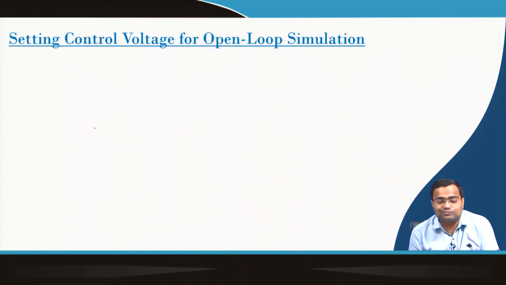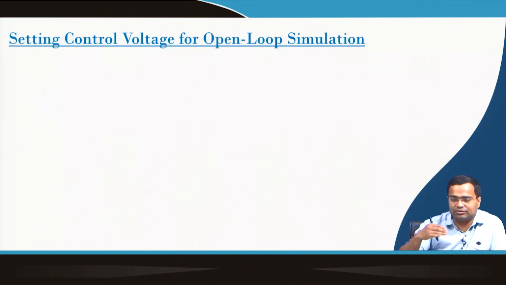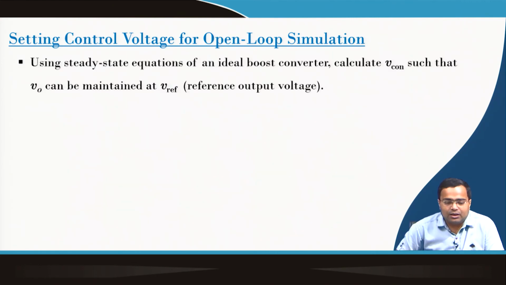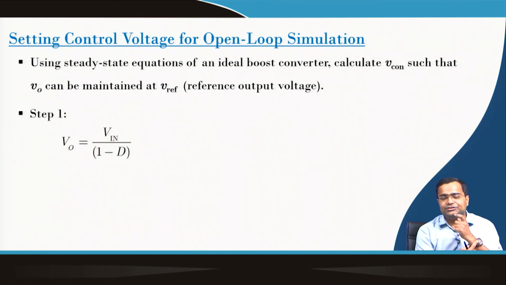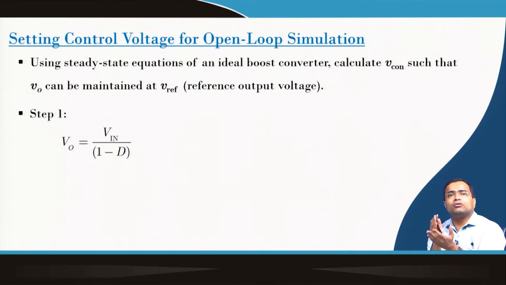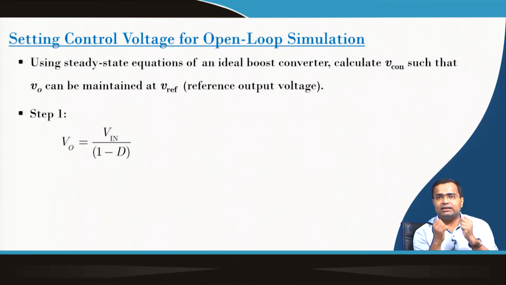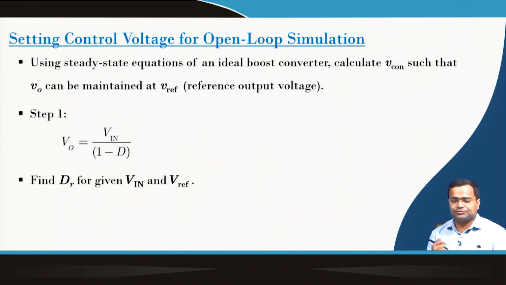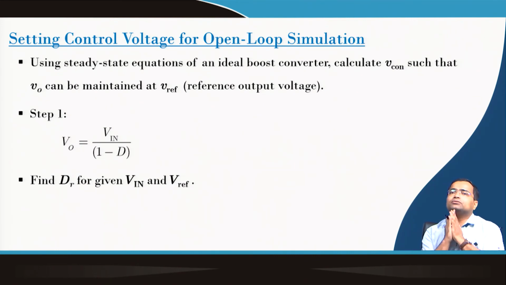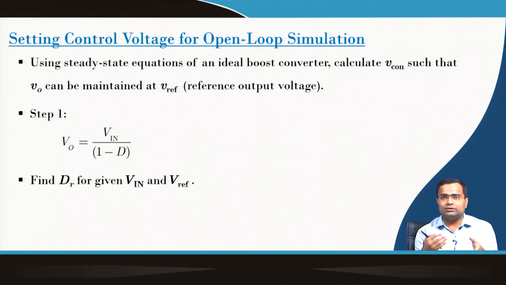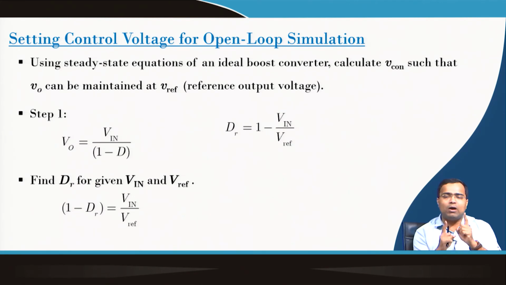Then what to do? We need to set up this case for simulation. Using the steady state equation of an ideal boost converter, we can calculate this control voltage such that V0 can be maintained at Vref. Step 1, we know V0 for a PWM boost converter is V in by 1 minus D, where D is the steady state duty ratio. Now, we want to get the desired duty ratio for which our output voltage will be equal to the reference voltage which we want to achieve. So, I can calculate the desired duty ratio as 1 minus V in by Vref.